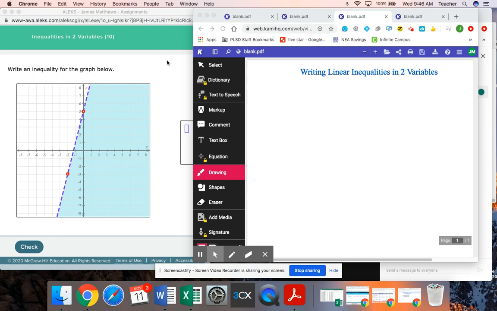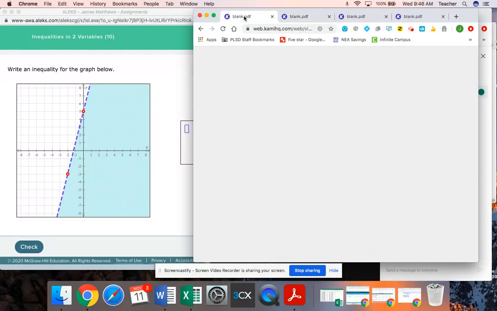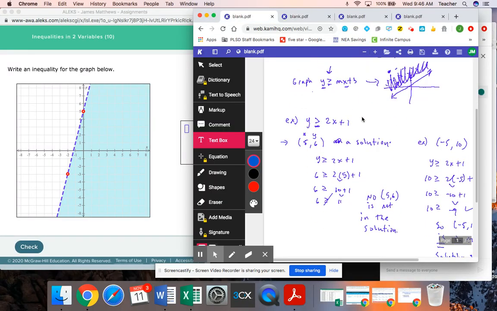All right, so we learned before how to actually look at an inequality in two equations and graph it. So we talked about this general idea: there's a linear inequality in two variables, x and y. It should look something like this.